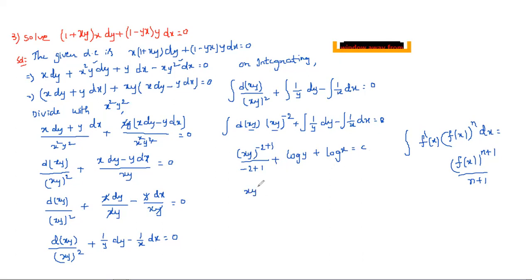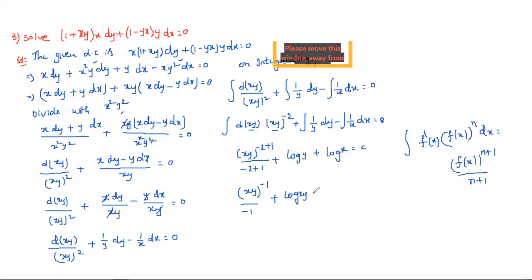Now what do we get? xy whole power minus 1 by minus 1. And next, we observe that log a plus log b is simply log ab, equal to c. Then it is minus 1 by xy plus log xy is equal to c. Some authors may write it as log c also. A constant means log c is also a constant, and simply c is also a constant.